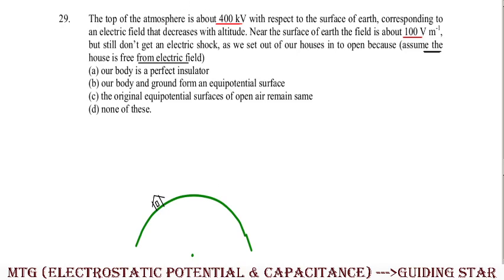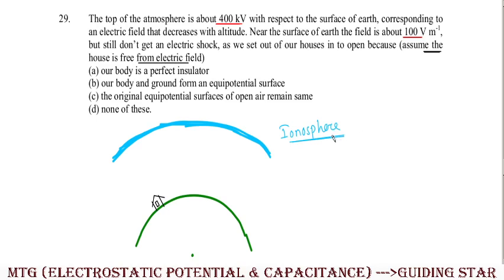What they are saying is that the top of the atmosphere is at about 400 kilovolt. As we move away from the surface of Earth, we get different layers of atmosphere: troposphere, stratosphere, mesosphere, ionosphere. The top layer is generally known as the ionosphere. Let us assume this is the top of the atmosphere. Clear? This is the top of the atmosphere, which is nothing but the ionosphere.